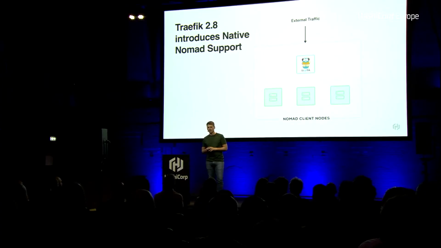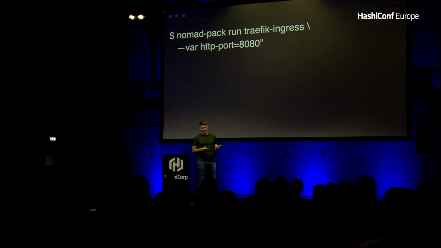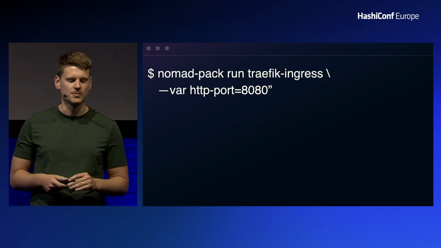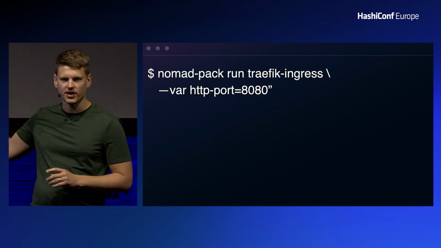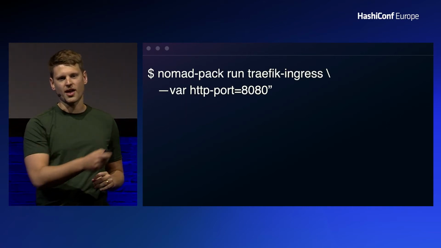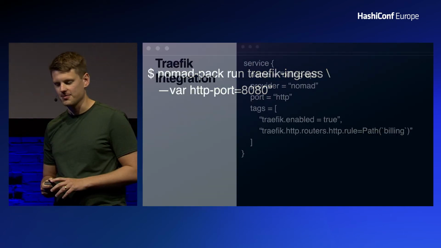So what does this look like? How would I actually deploy this? So first, I have to run a Traefik job. In this case, I'm using Nomad Pack, which is our package manager and templating tool. And I say, hey, just give me the Traefik ingress job, throw that up onto Nomad. So now that's up and running.